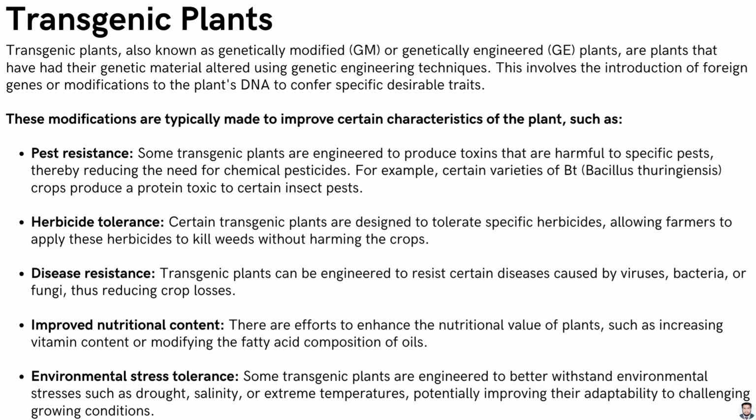Improved nutritional content. There are efforts to enhance the nutritional value of plants, such as increasing vitamin content or modifying the fatty acid composition of oils. Environmental stress tolerance. Some transgenic plants are engineered to better withstand environmental stresses such as drought, salinity, or extreme temperatures, potentially improving their adaptability to challenging growing conditions.